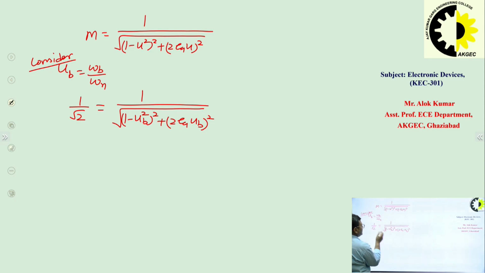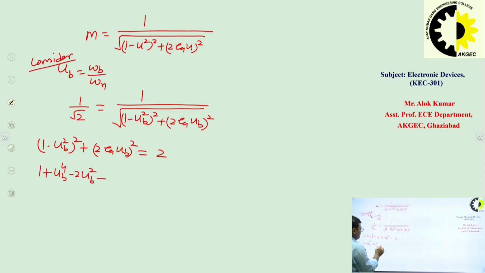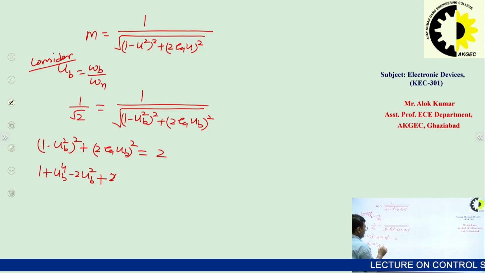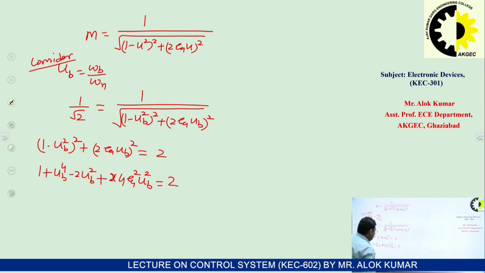Now if I rearrange the terms, I can write it as (1 minus ub square) whole square plus (2 zeta ub) whole square is equal to 2. After squaring, this under root will be removed. So if I open this, I can write 1 plus ub to the power 4 minus 2 ub square plus 4 zeta square ub square is equal to 2.